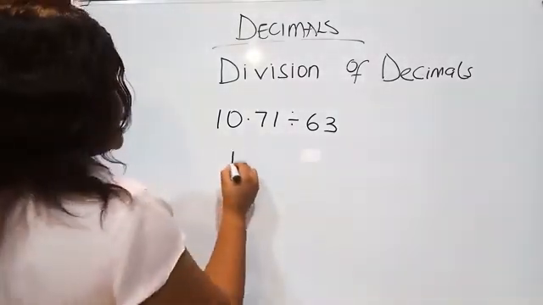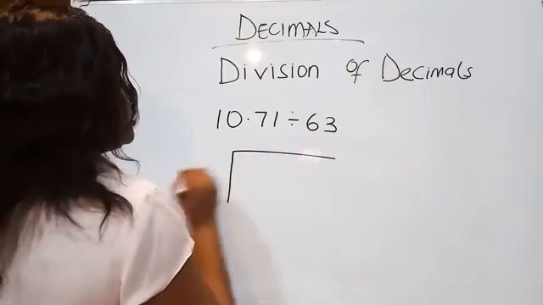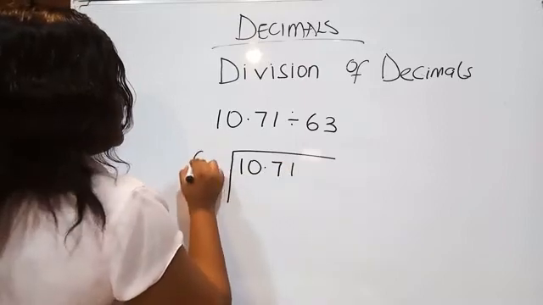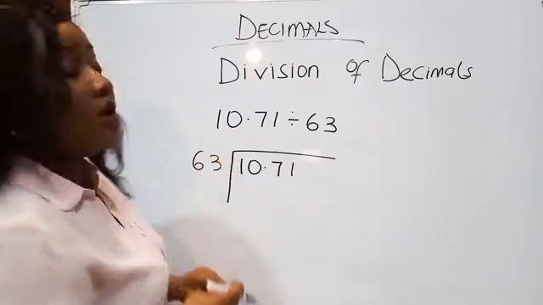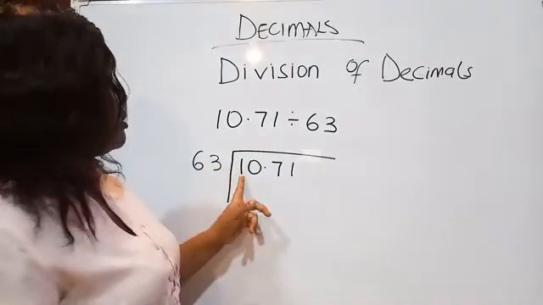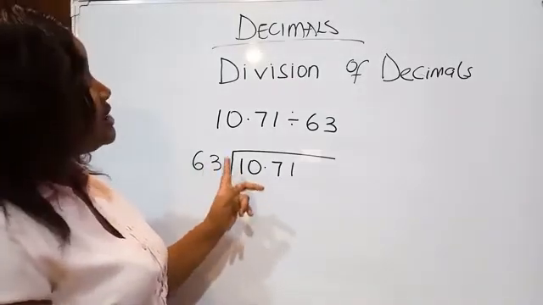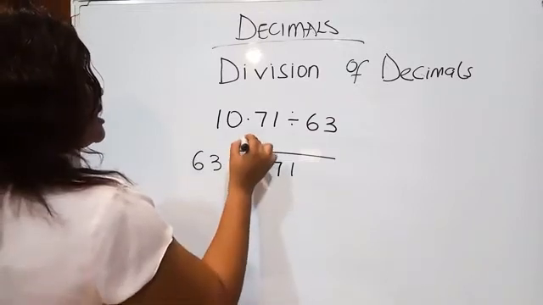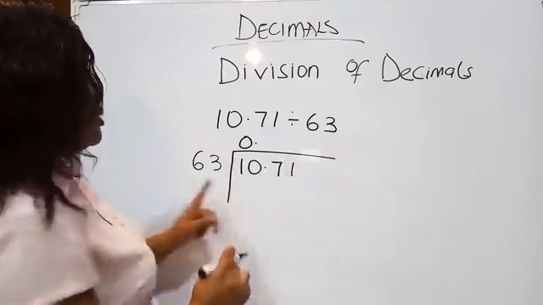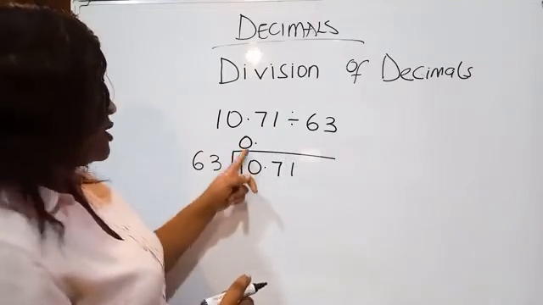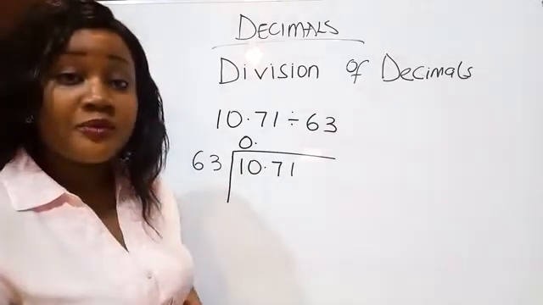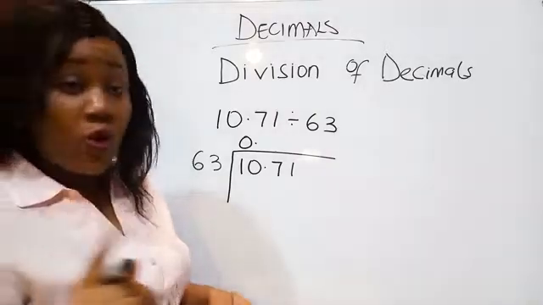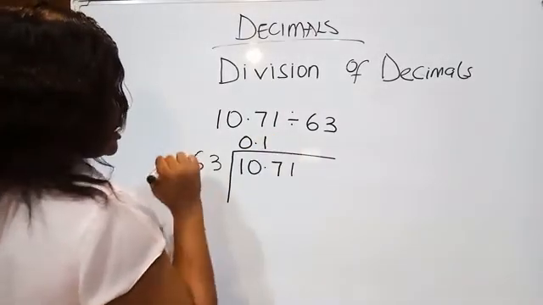So you have something like this. You have 10.71 and we have 63 here. Okay? Now, of course, 1 can't divide 63, 10 can't divide 63. And since we're getting to the decimal point, we'll take 0 point. So now you have 1 0, we've taken care of the 0 point, so we can now work with 107. Okay, so 107 divided by 63 will give us 1. So you have 1 here.